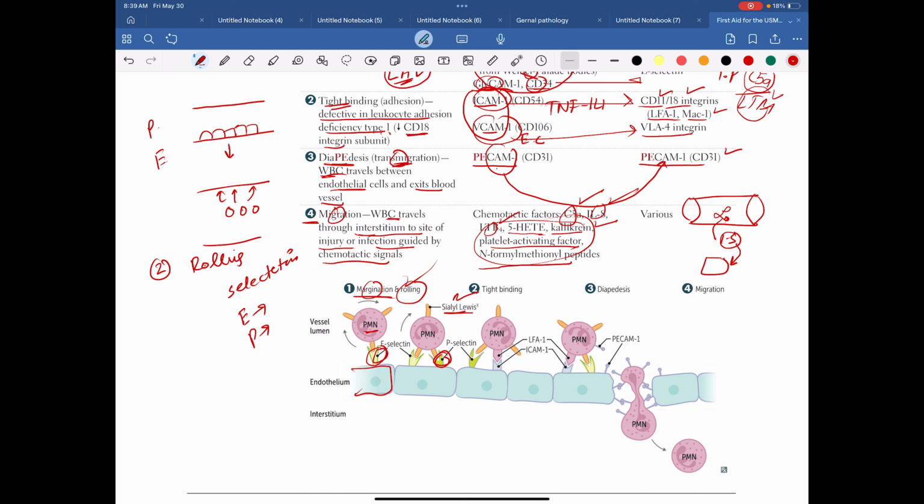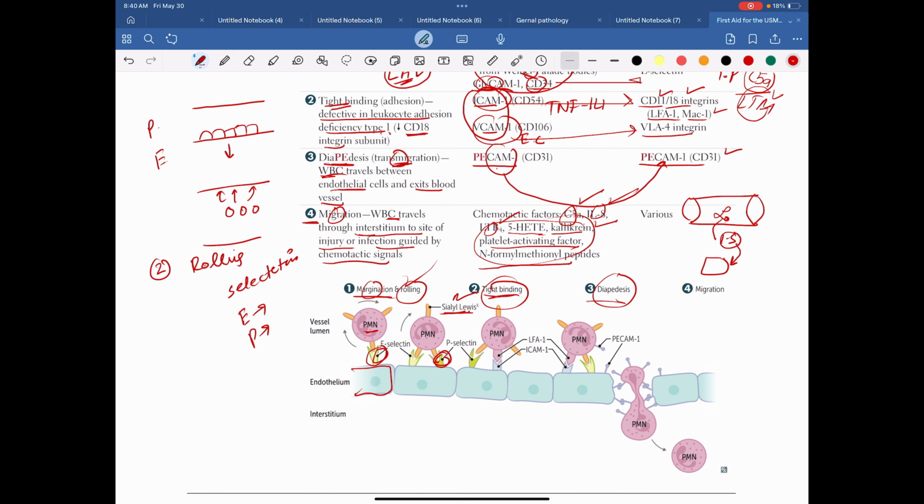Then after that, when the neutrophils attach with the Sialyl Lewis and P-selectin, the second step is tight binding. Then again, how is the tight binding going to occur? This is going to occur with the help of integrins and adhesion molecules. Like we have the ICAM and VCAM on the endothelial cell. Then we have the integrin molecules like VLA-4 integrin or CD11/CD18 integrin molecules that are present on the leukocyte. Then after the tight binding we have the diapedesis. Diapedesis basically means a kind of transmigration.